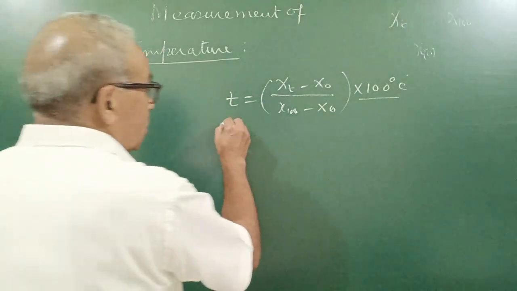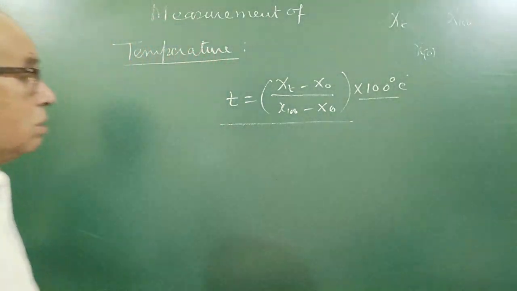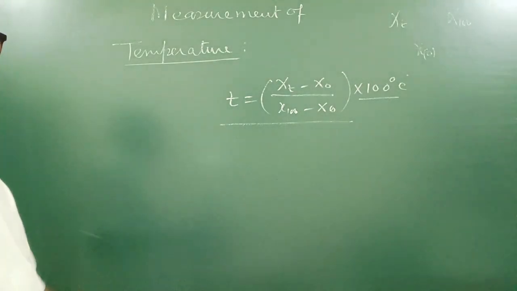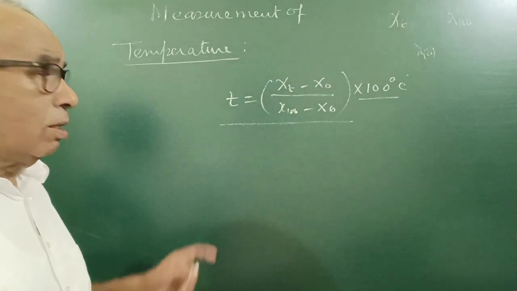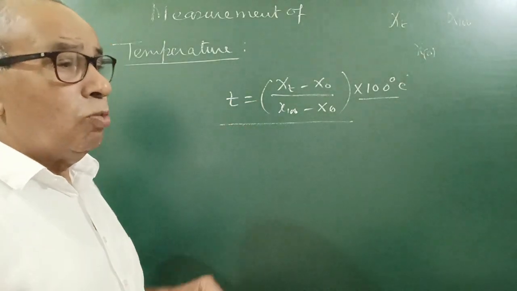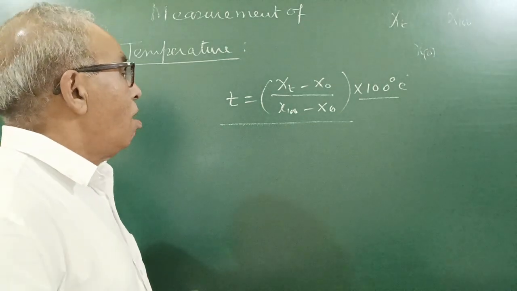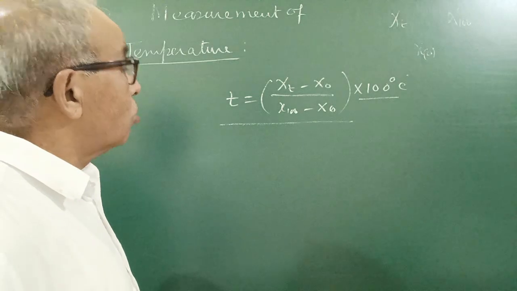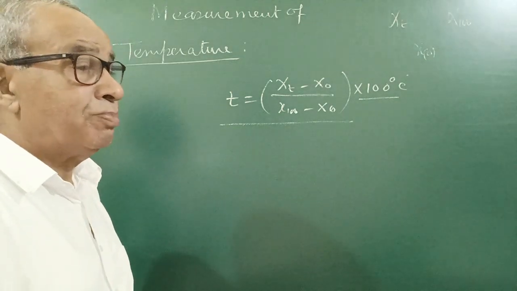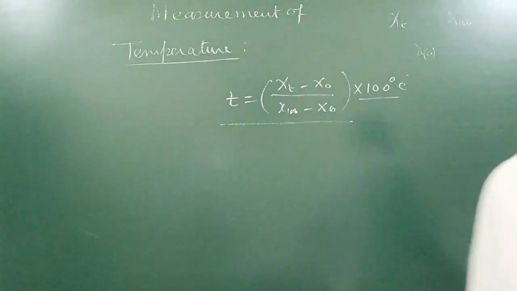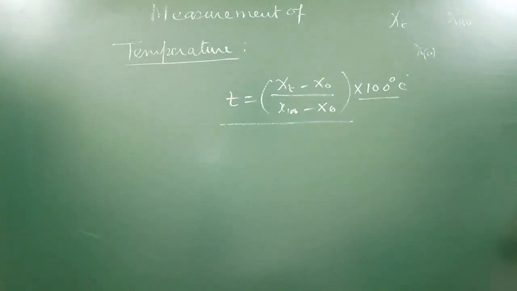On the basis of this, we have constructed different thermometers, like I told you: the liquid glass thermometer like the mercury thermometer, then the constant volume gas thermometer, the resistance of a good conductor, and then the thermo EMF. Generally we use the liquid glass thermometer for simple measurement.